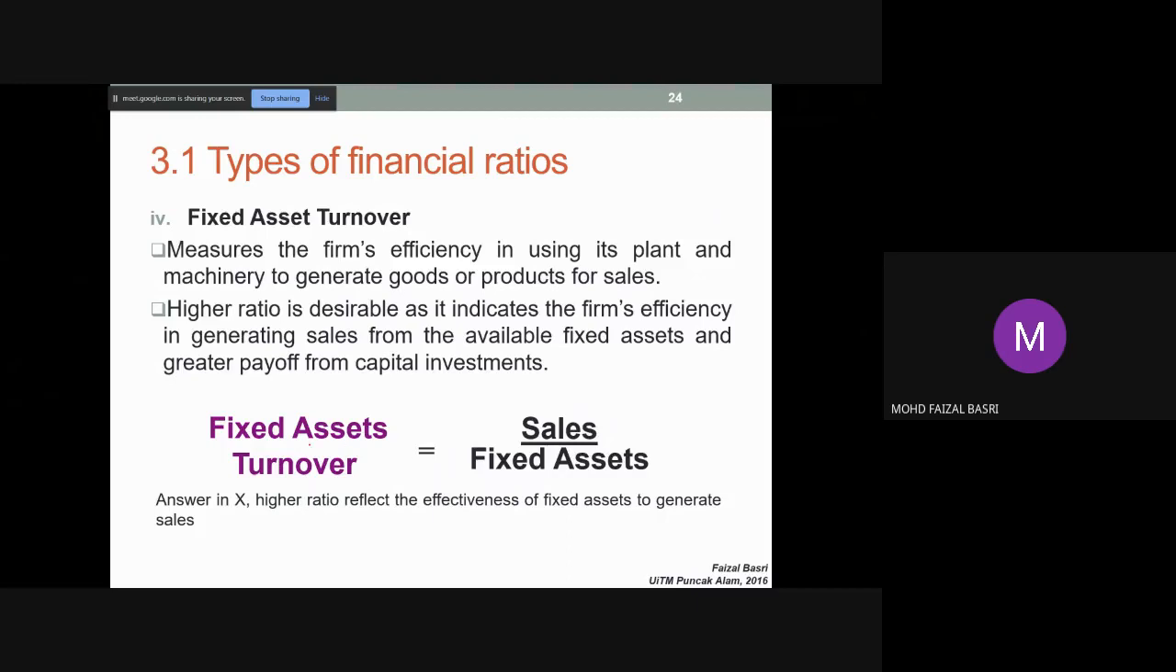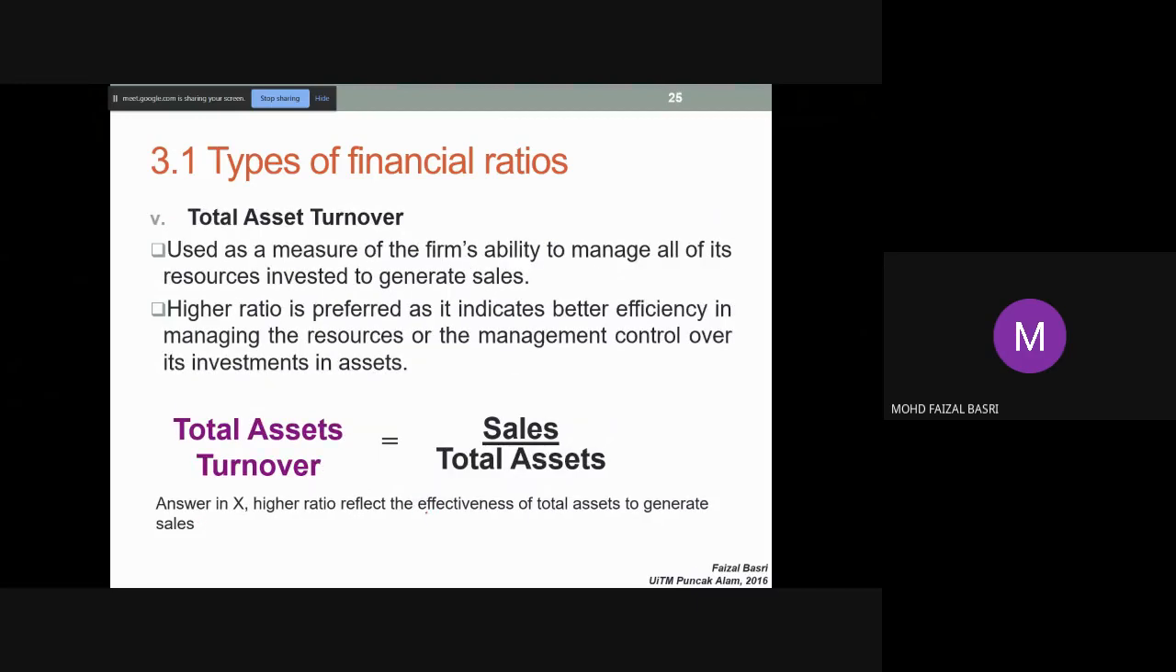So how to explain the fixed asset turnover? The higher ratio indicates that the company has effectiveness in utilizing fixed assets to generate sales. And total assets indicates effectiveness of using total assets to generate sales. So that's our final ratio for activity ratios, the third category. So far we have liquidity 3, then leverage 3, and activity 5. So we have 11 ratios so far.